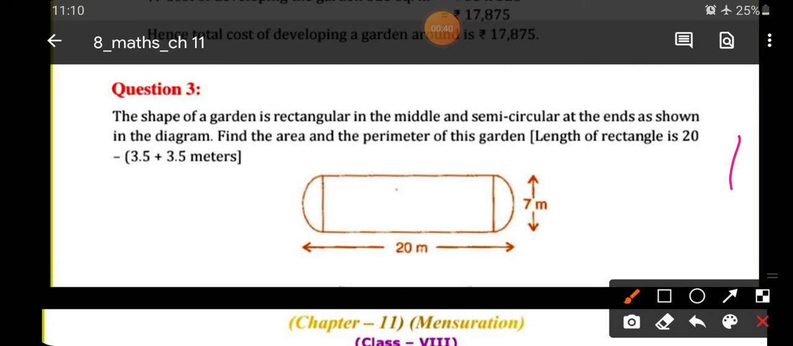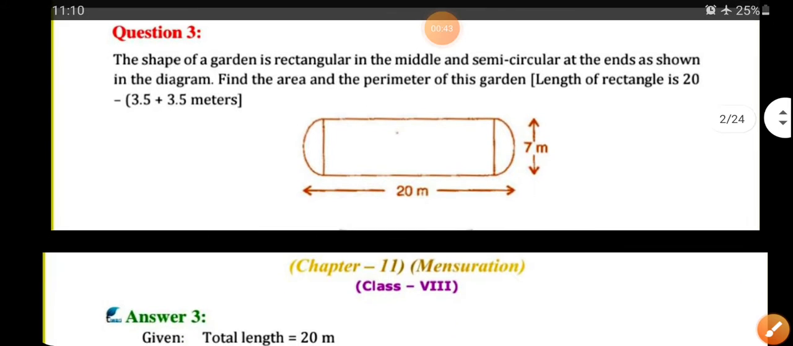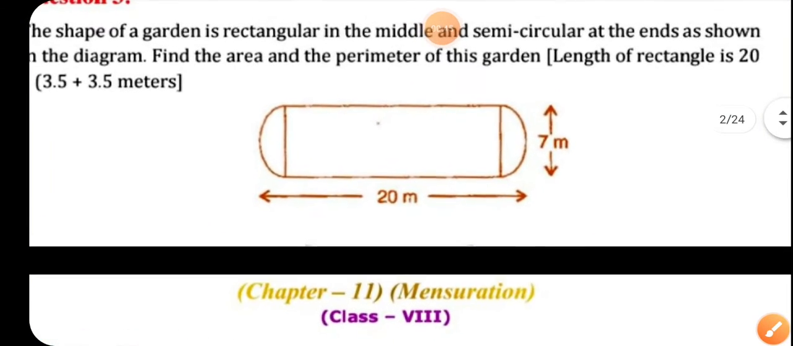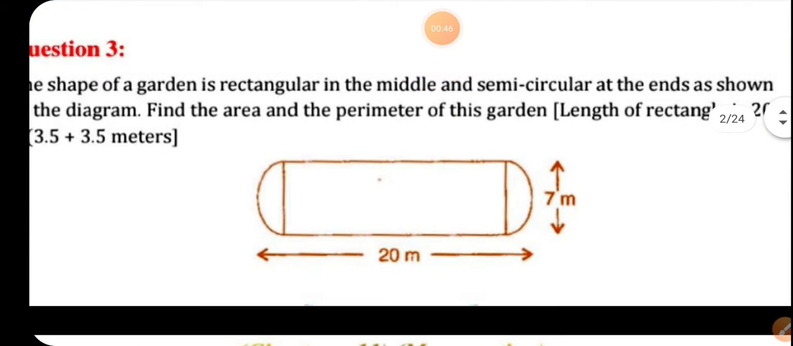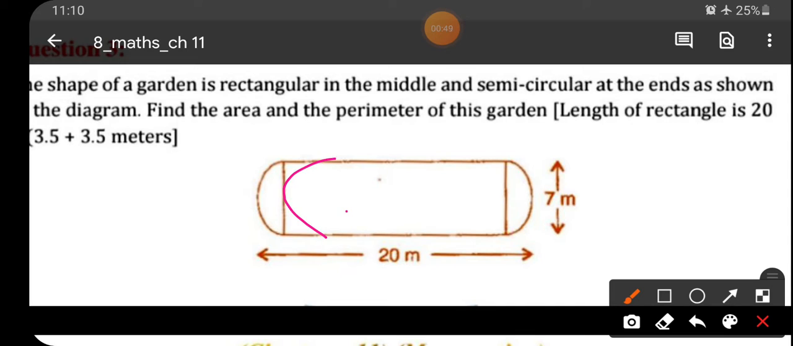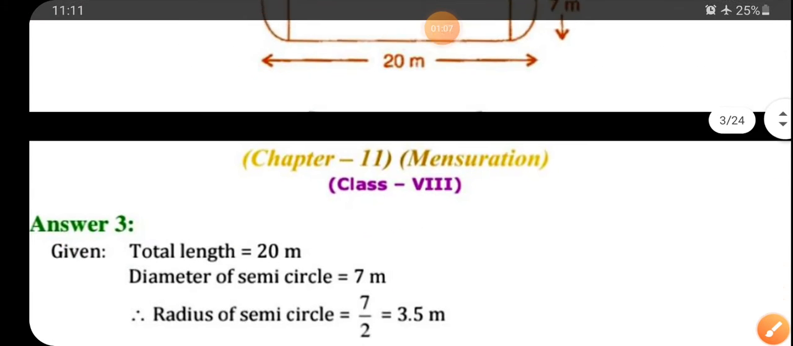So you have to remember one thing, if this kind of figure is given in different shapes, then you have to find out the area and perimeter of the different shapes, and then you have to add them. Directly you can't find the area or perimeter or circumference or length. Here you have to find out separately, okay, different figures, and then you have to add.